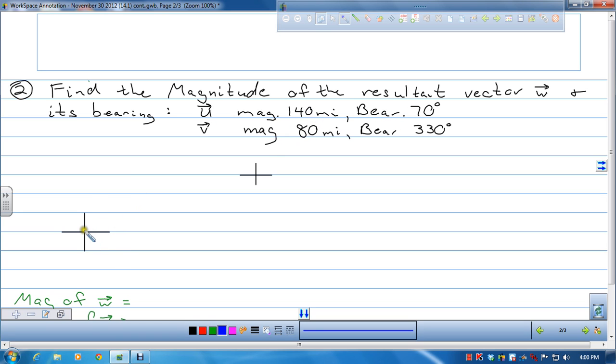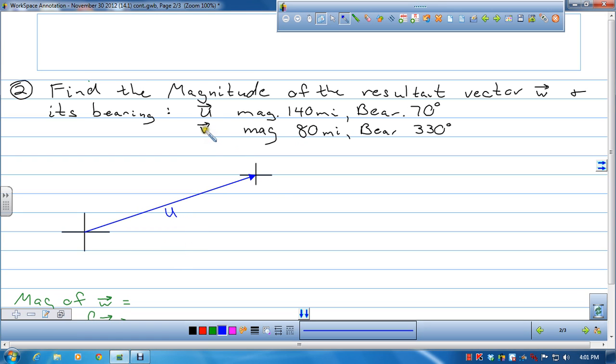So here's where you start. We're going to start right here on this coordinate plane. A bearing of 70, remember, from due north, is going to be in that direction right there. I've already drawn this in, so I've got that right there. So that is vector u, and we're going to label that.